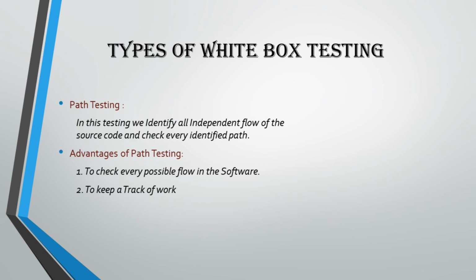Decision to decision path. The control flow graph can be broken into various decision to decision paths and then collapsed into individual nodes. Independent paths. An independent path is a path through a decision to decision path graph that cannot be reproduced from other paths by other methods.